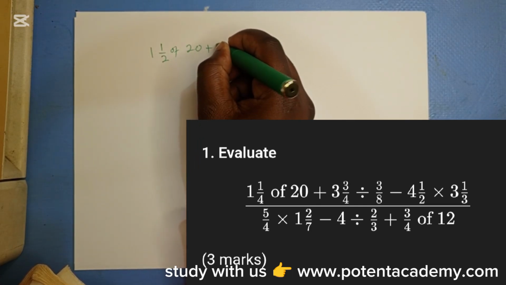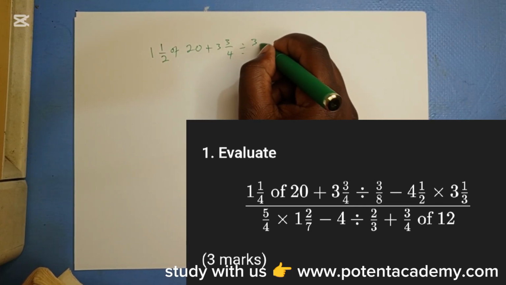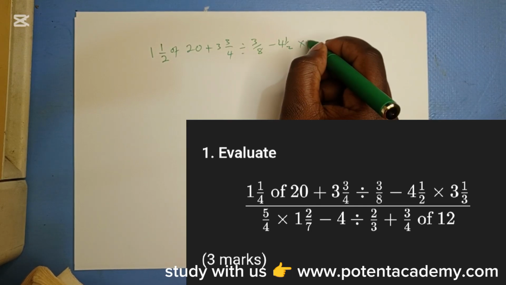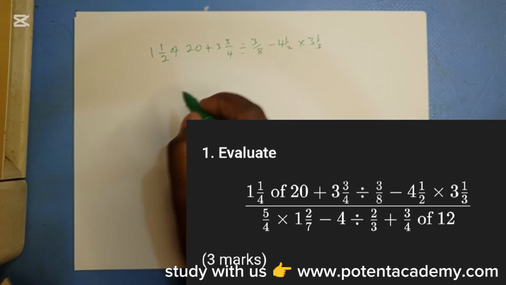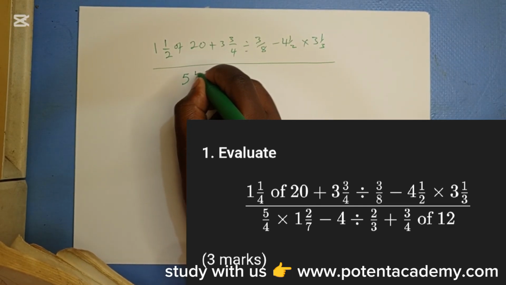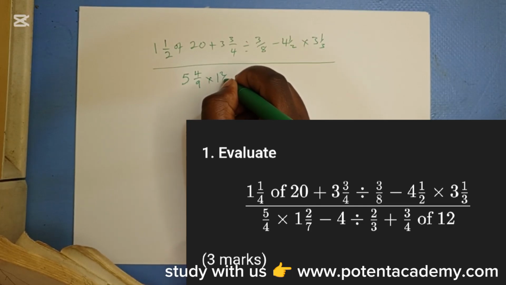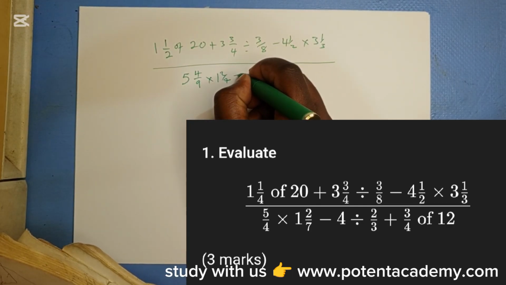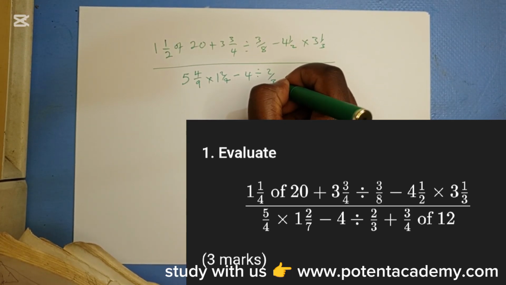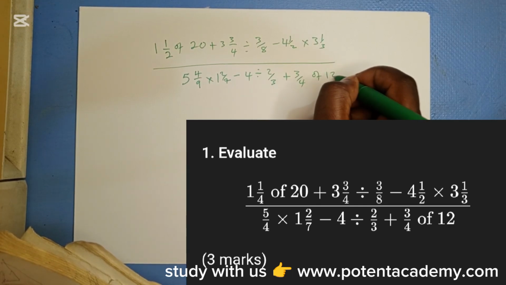20 plus 3 over 4 divided by 3 over 8 minus 4 and a half times 3 1 over 3, all over 5 4 over 9 times 1 2 over 7, minus 4 divided by 2 over 3 plus 3 over 4 of 12.